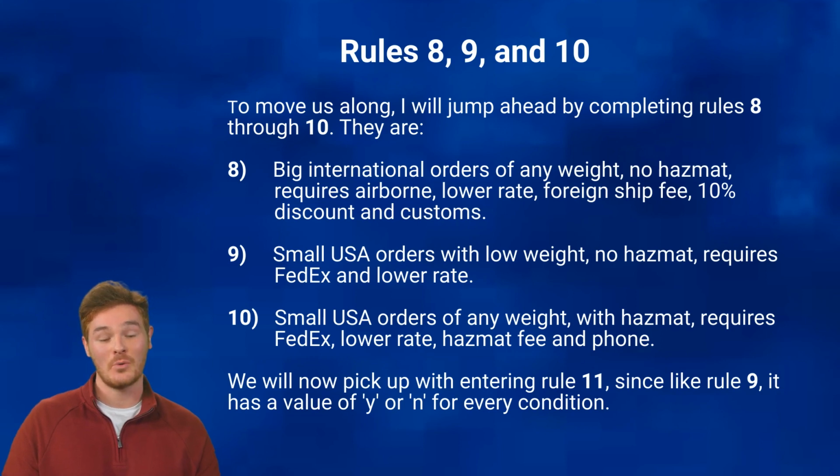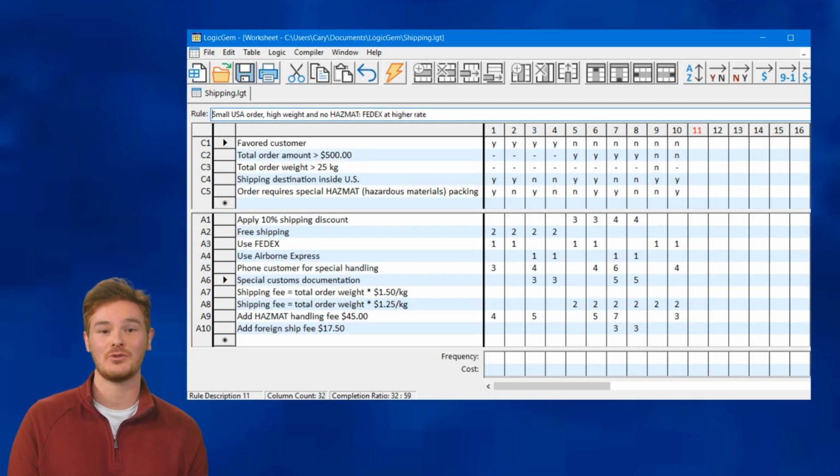We will now pick up with entering Rule 11, since like Rule 9, it has a value of yes or no for every condition. We are now ready to enter the 11th rule. Again, we'll enter the rule description first. Small USA orders, high weight and no hazmat require FedEx at higher rates.